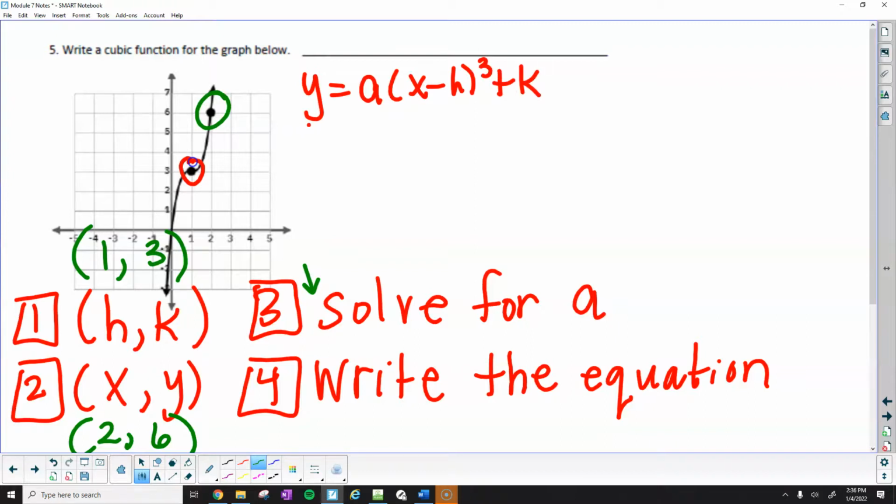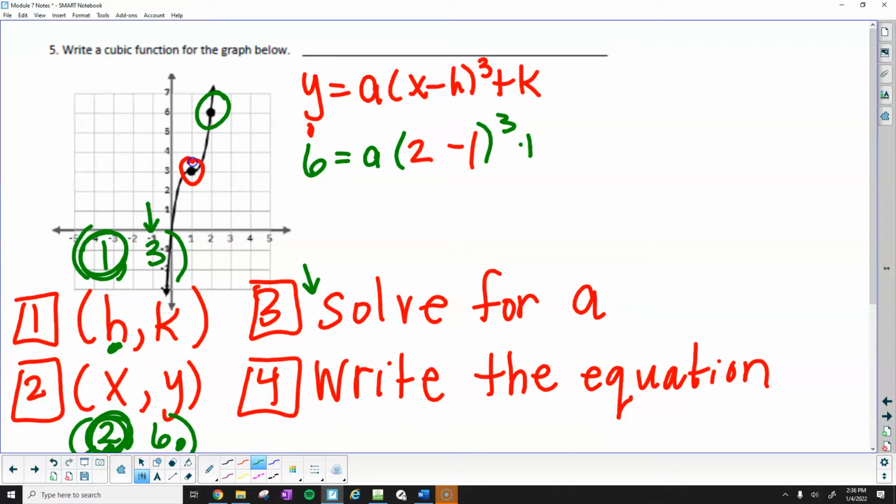We're going to plug in everything we know. We know that the y value is going to be this 6 right here. I don't know the letter A, but I do know h and k. I know that h and k are right here. So the h value is a positive 1. We're going to write negative 1 over there. My x value is a positive 2. We never ever change the value of the x. And then the k value is right here, plus 3.